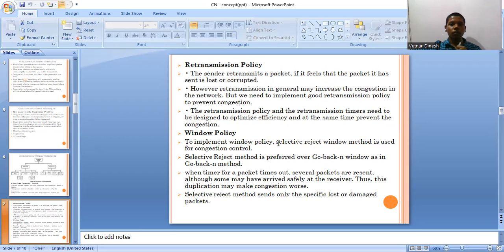Window policy. To implement window policy, the selective reject window method is used for congestion control. The selective reject method is preferred over go back n window, as in the go back n method, when the timer for a packet times out, several packets are resent, although some may have arrived safely at the receiver. Thus, this duplication may make congestion worse. The selective reject method sends only the specific lost or damaged packets.